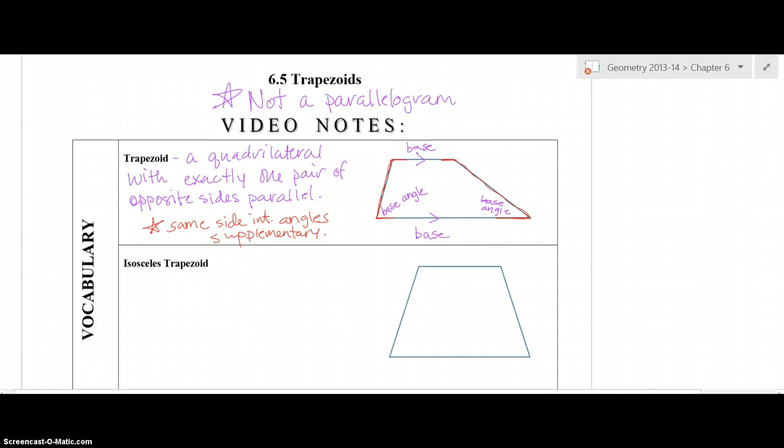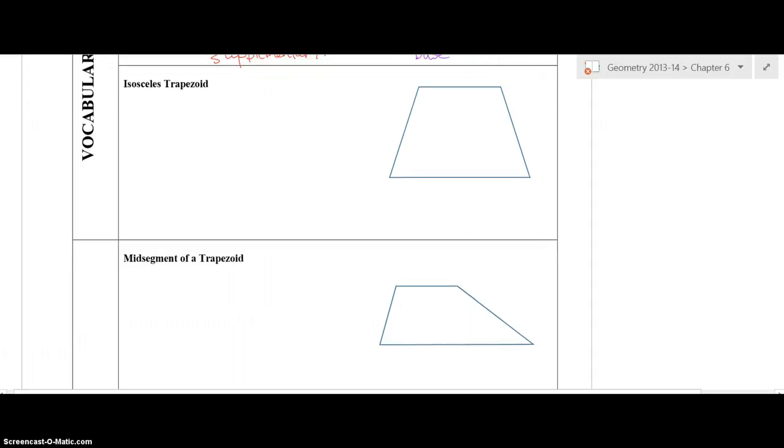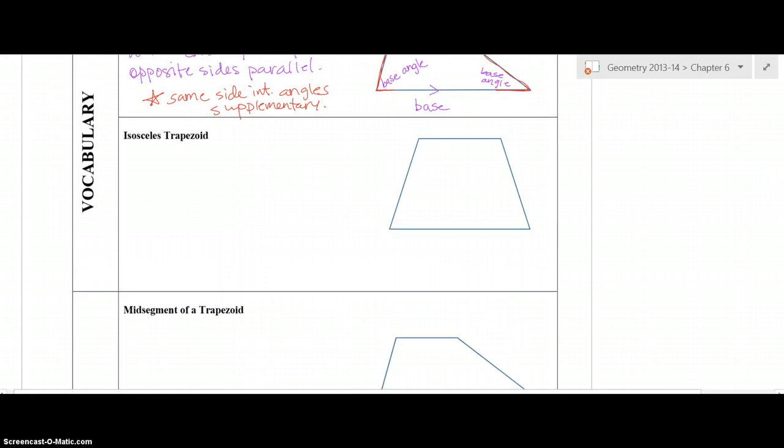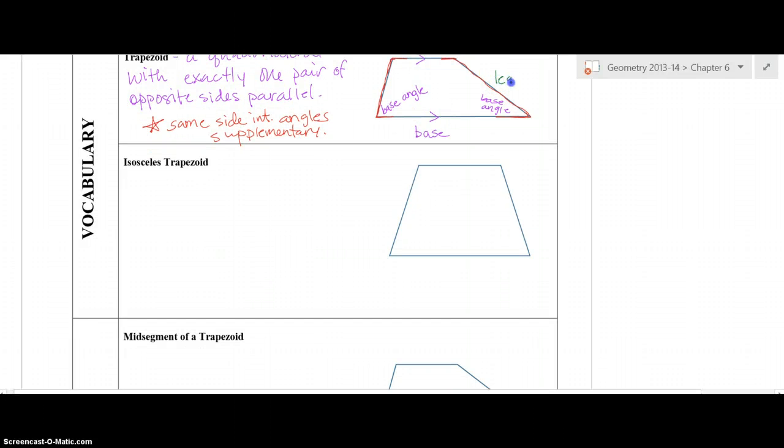Okay, so let's talk about an isosceles trapezoid. That is similar to an isosceles triangle in that its legs are going to be congruent. So if we want to go back up to the original diagram here, we know we have two bases, and that means that we also have two legs. So this is a leg, and this is a leg. So in an isosceles trapezoid, it is just a trapezoid with congruent legs. So we can go ahead and mark those. Remember that these are parallel.